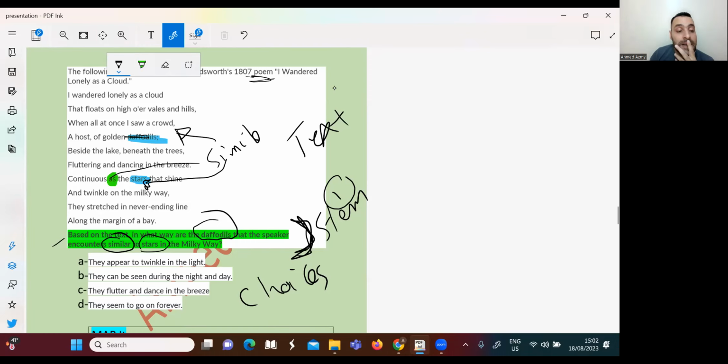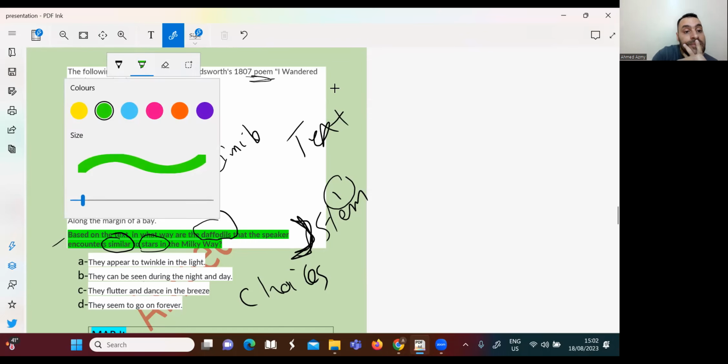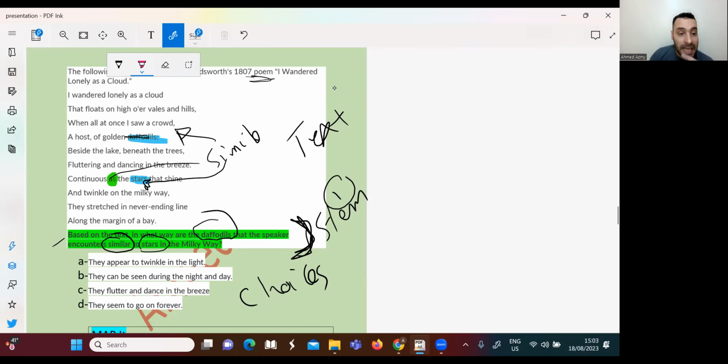So in what way? They are similar to each other in terms of what? Read it again. Daffodils. They seem to go on forever. Bravo. You changed your answer, right? In what way are they similar? It says fluttering, dancing, continuous as the stars. So in what terms? Continuous. The daffodils continuous as the stars that shine.